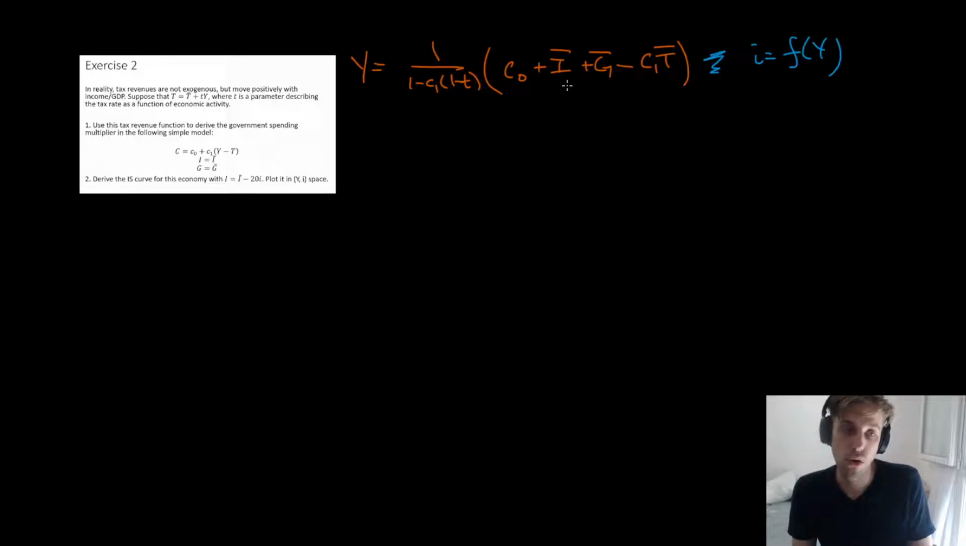Now here you have no little i, there's no nominal interest rate because the investment function in the first part, this one here, was just a constant. So we're going to replace that function with I equals I bar minus 20i with this here.